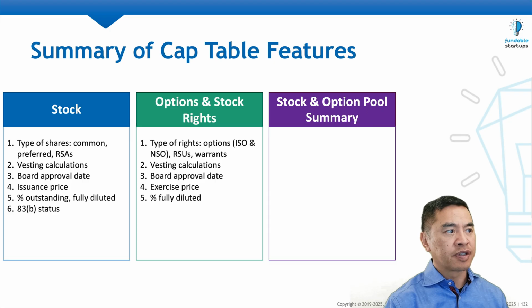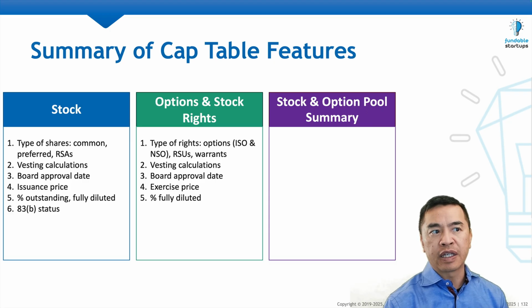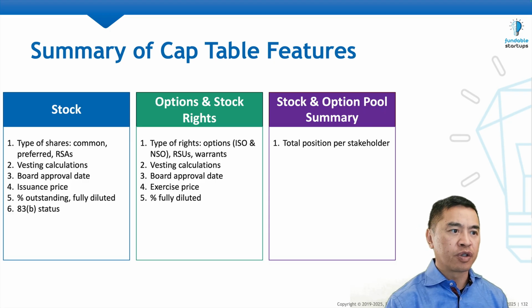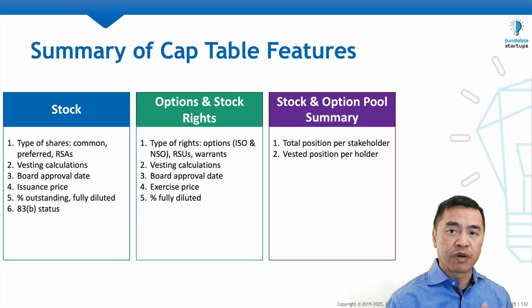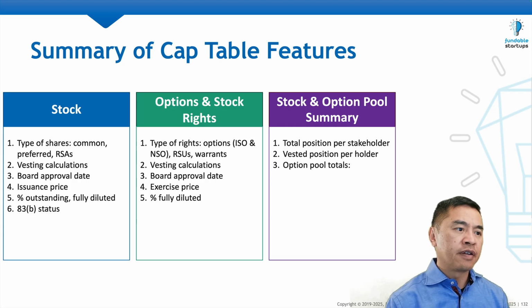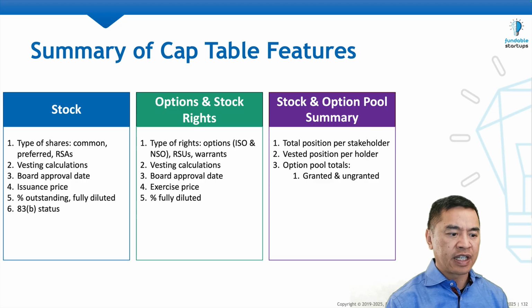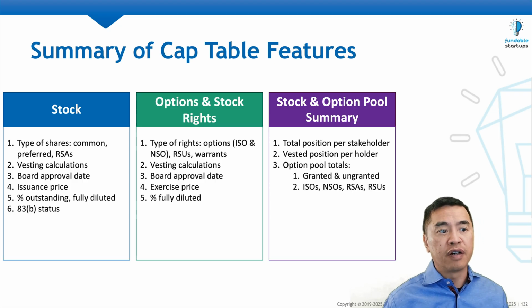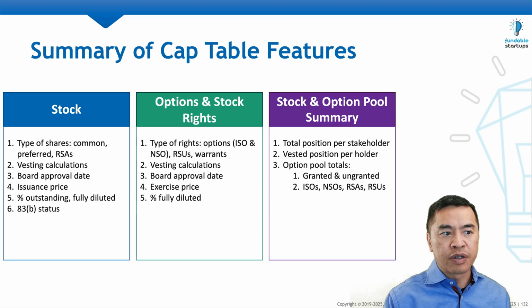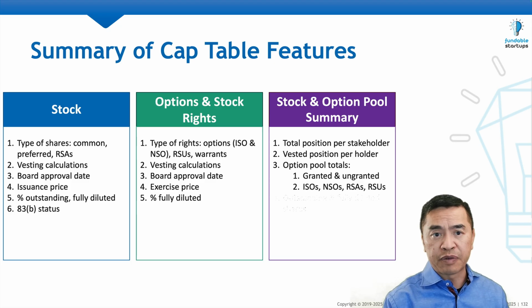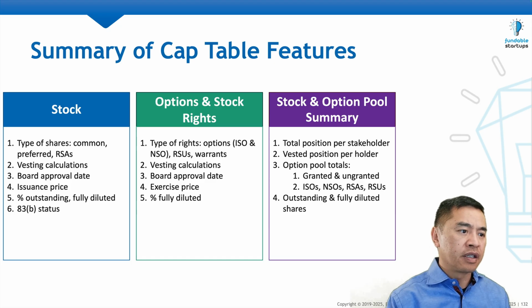The stock and the options plus stock rights, the blue and the green, add up together to equal the purple, which gives you the total position per stakeholder, the total vested position per stakeholder as well. That's going to be important to an investor. Okay, and then on the option pool, we have totals of granted and ungranted shares, as well as the distribution of the granted shares across ISOs, NSOs, RSAs, and RSUs, all of which are typically granted from the option pool. Then you have outstanding and fully diluted shares as part of the summary.